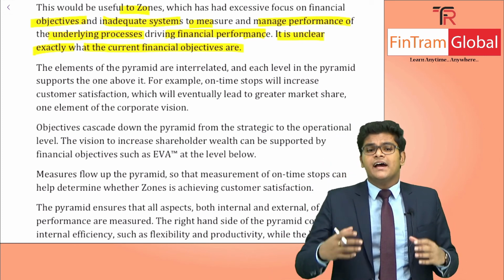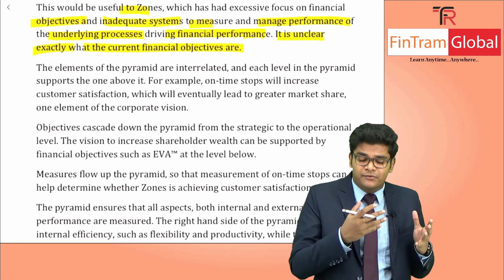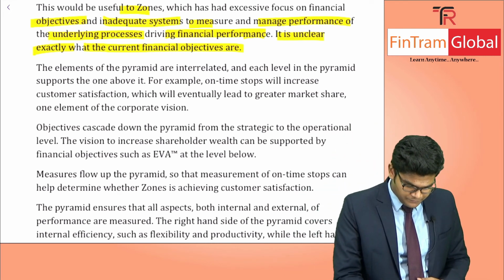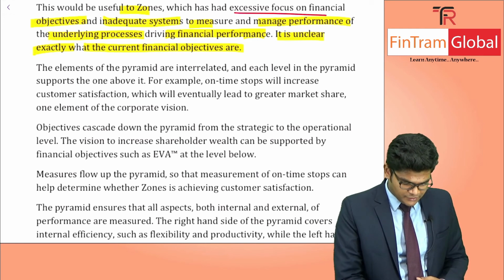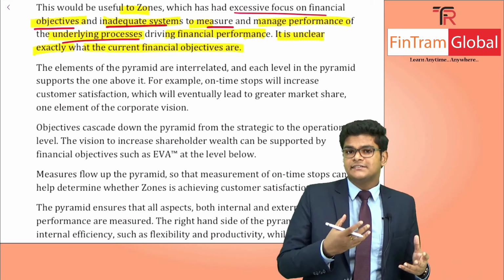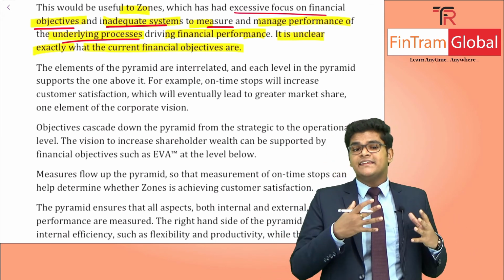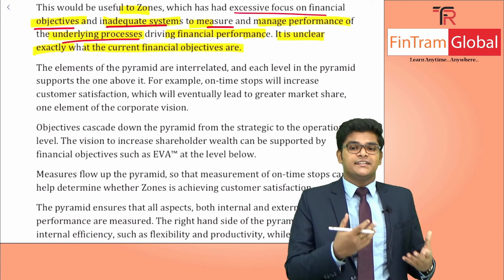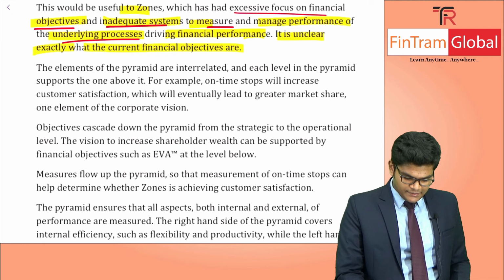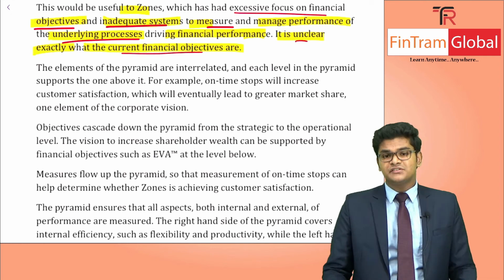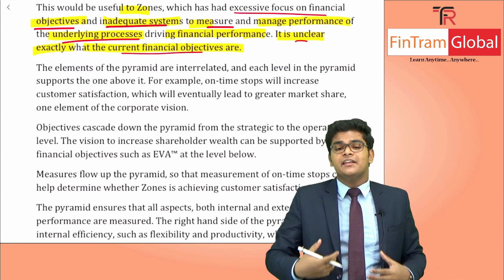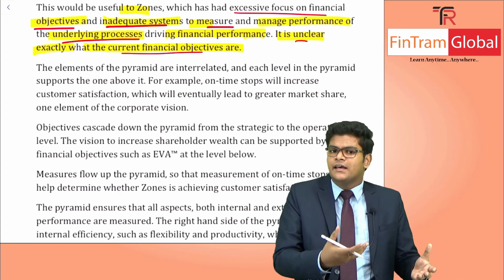Okay, so what have I done? I took a particular piece of information from the scenario, that is, they have an excessive focus on financial objectives and inadequate systems to measure the underlying processes. I took that particular statement and stated it in my answer to link the sentences that I've stated before to the scenario, as simple as that. And then I've also stated that it is unclear as to what the current financial objectives are, isn't it? Because the financial objectives are not really given in the question, so I can mention that. It's fine if you can mention that.